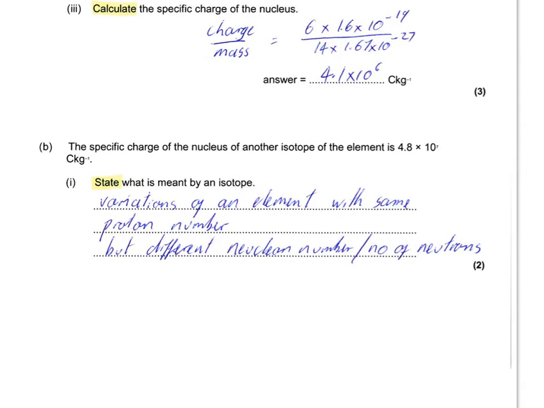The specific charge of the nucleus of another isotope is 4.8 times 10 to the 7. State what is meant by an isotope. So isotopes are variations of an element with the same proton number but different nucleon number. So same number of protons, different number of neutrons.